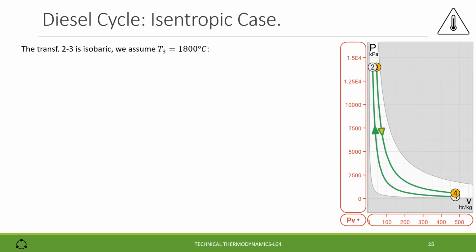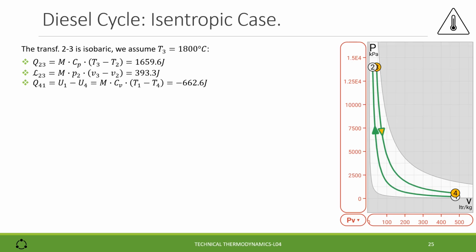The transformation 2-3 is isobaric. We assume a maximum temperature of 1800 degrees. The heat of the transformation 2-3 is the product of the mass, the specific heat at constant pressure, and the difference of the temperatures. We find the value here displayed. The work of the same transformation is the product of the mass, the pressure, and the difference of the specific volumes, while the heat of the transformation 4-1 is the difference of the internal energies, also the product of the mass, the specific heat at constant volume, and the difference of the temperatures.